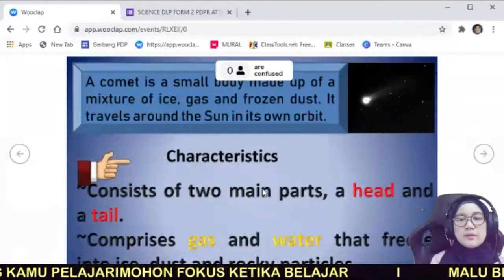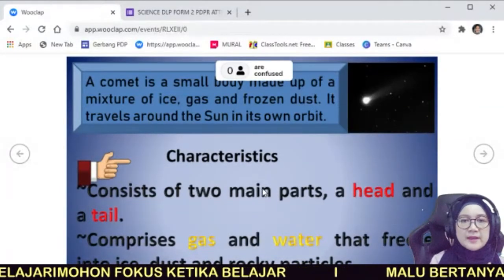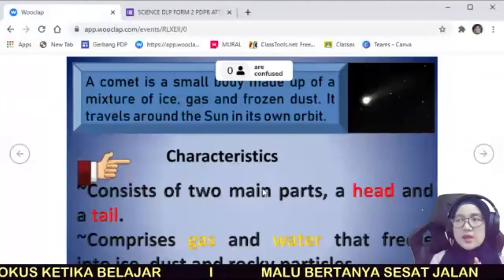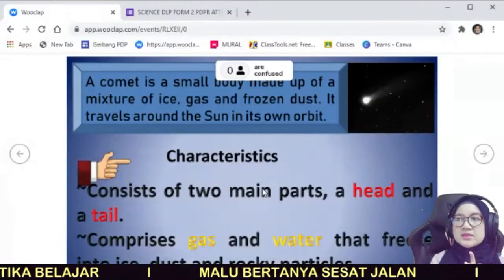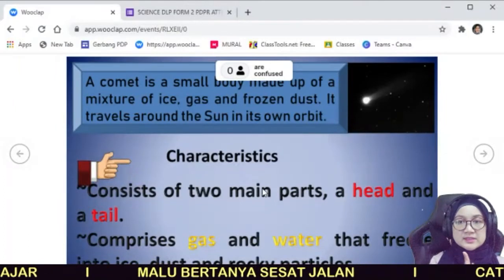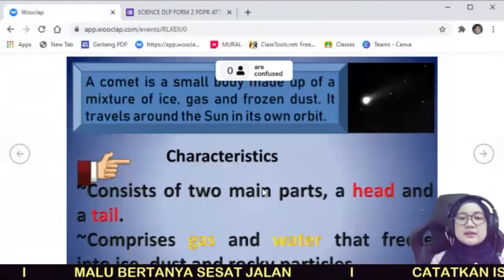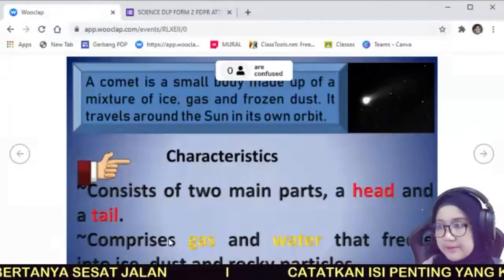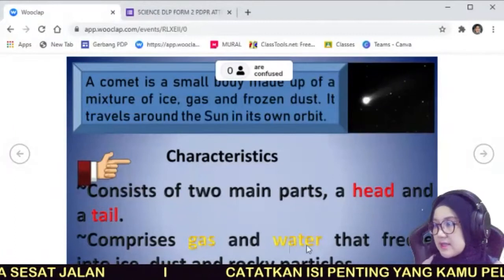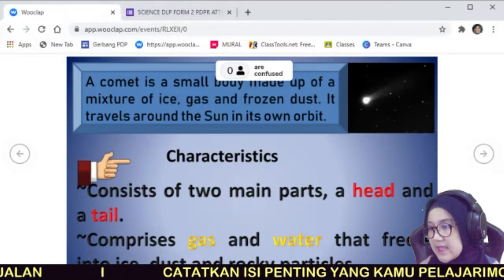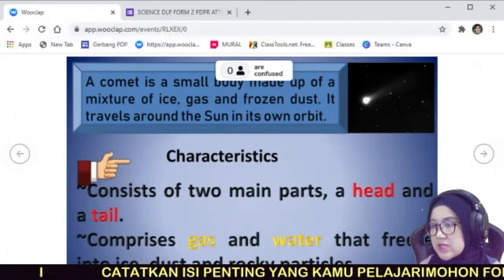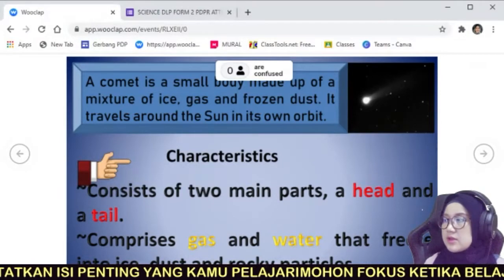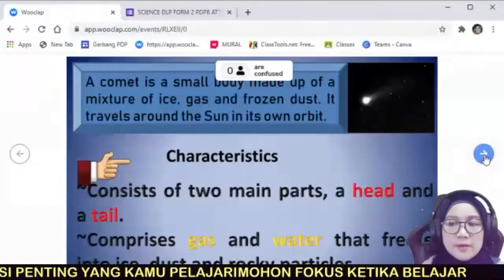If you compare the temperature, a comet has a lower temperature compared to a meteoroid and an asteroid, because a comet is made up of a mixture of ice, gas, and frozen dust. So surely the temperature of a comet is lower. It comprises gas and water that freeze into ice, dust, and rocky particles. It travels around the sun in its own elliptical orbit, so the orbit of the comet is elliptical.